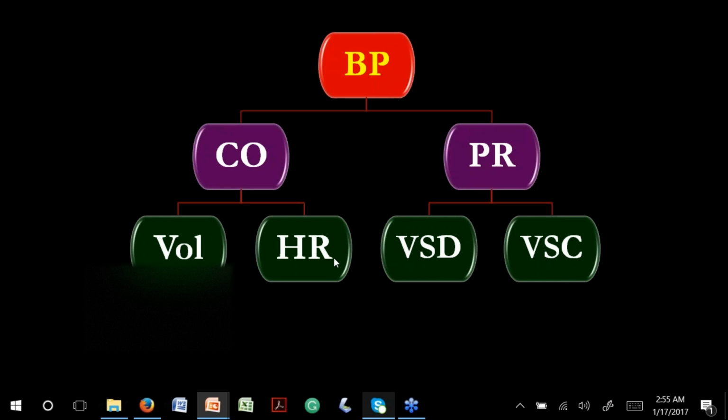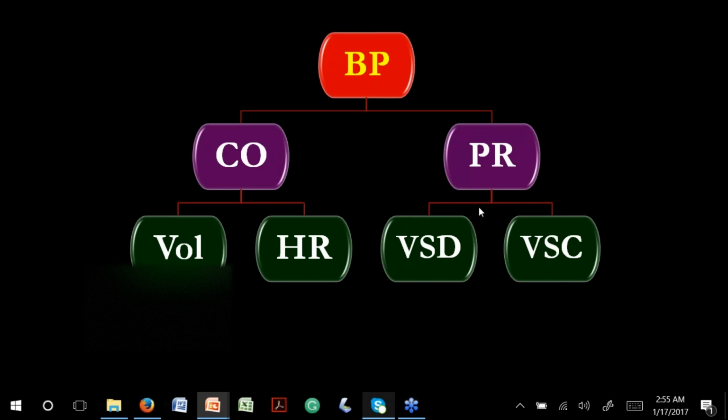Heart rate and volume, for example: thiazides are going to decrease the volume in the blood, so cardiac output goes down. For heart rate, propranolol, for example.